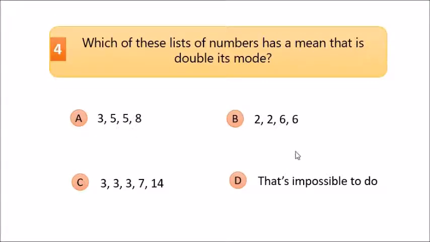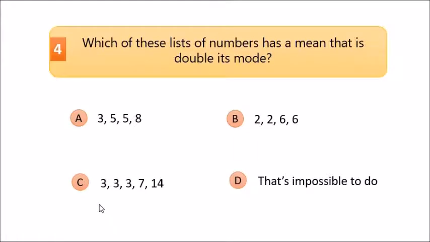It's nowhere near double. Here, the mean, 6 plus 2 plus 6 plus 2. Well, this is 4 plus 6 is 10 plus 6 is 16. And there are 4 numbers, so 16 divided by 4 is 4. And the mode here is, well, it doesn't really have a mode. It's got 2, which is just as common as 6.